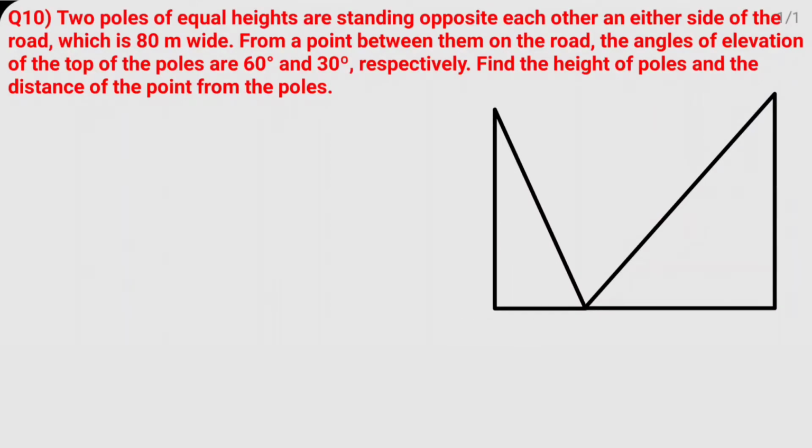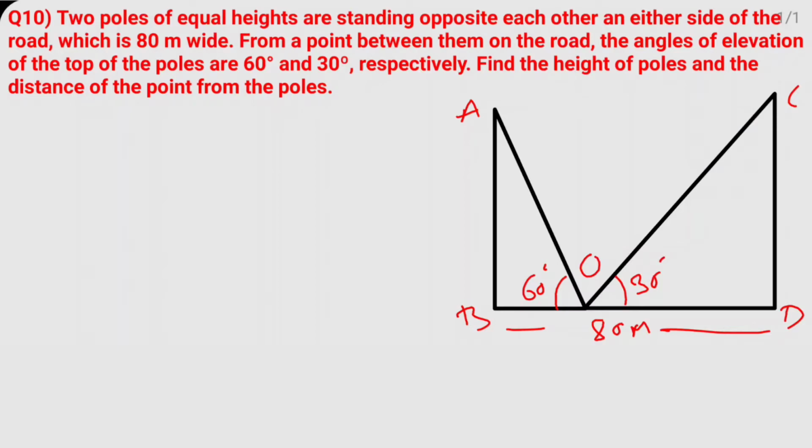So look at the figure. Here AB and CD are two equal poles standing opposite to each other, and here BD is the road which is 80 meter wide, and here point O is between the road, from where the angles of elevation are measured. So here this angle is 60 degree and this angle is 30 degree.